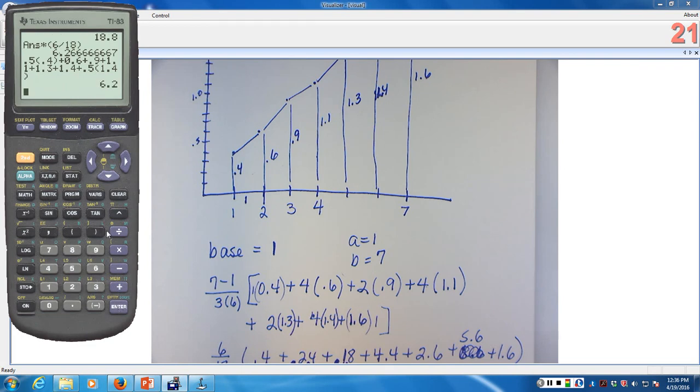And then you multiply that times b minus a, which again is 7 minus 1, which is 6, over how many trapezoids we've got. And in this case, we have 1, 2, 3, 4, 5, 6. So that's going to be 36. I'm sorry, no, it's not. It's going to be 6 over 6. Yeah, which is just 1. So it says it's 6.2.